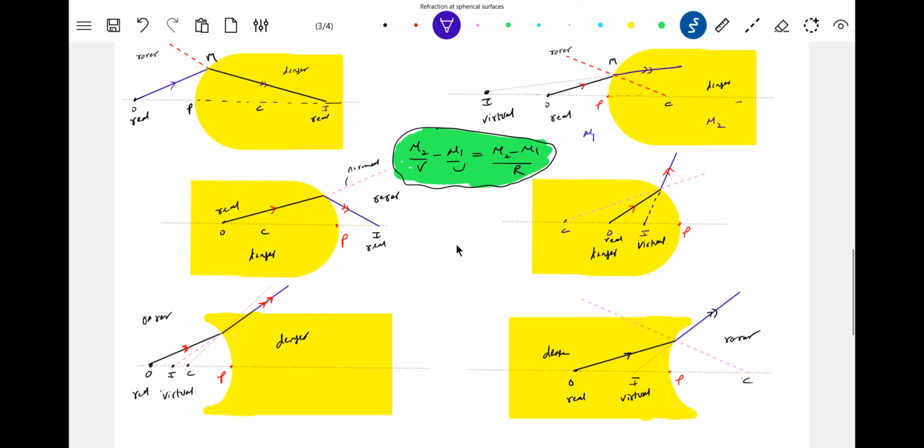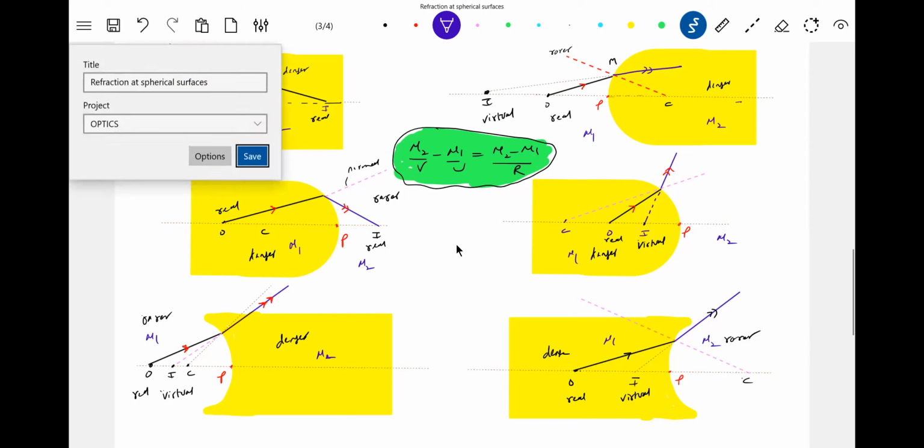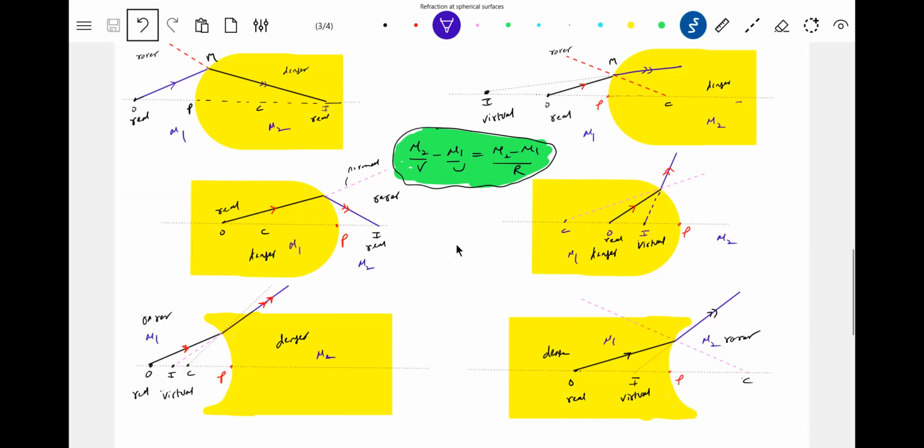Similarly, in this diagram, sir, can you indicate mu2, mu1? Yes, I will indicate. What is there in this diagram? This will be mu1, this will be mu2, mu1, this will be mu2, mu1, mu2, mu1, this mu2. Okay, after this we'll go for the magnification formula. Just make observation of these things.